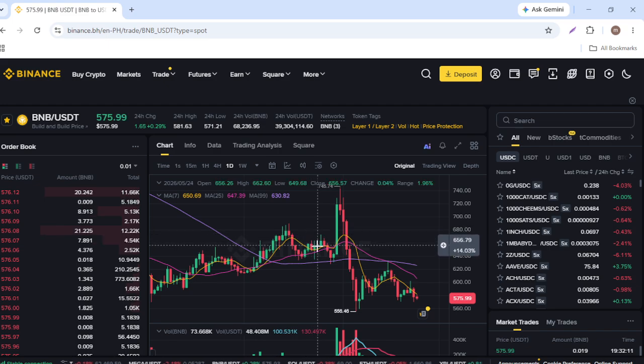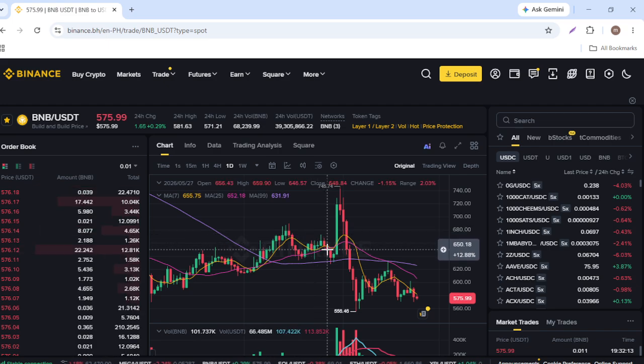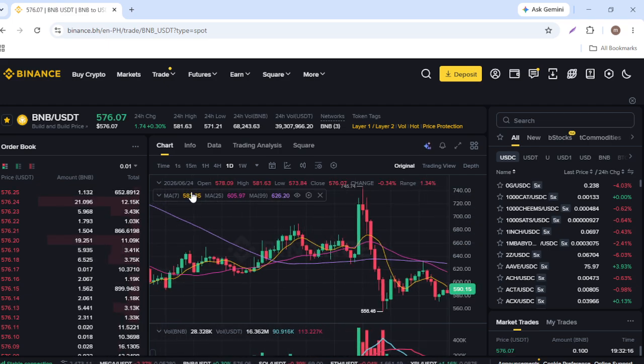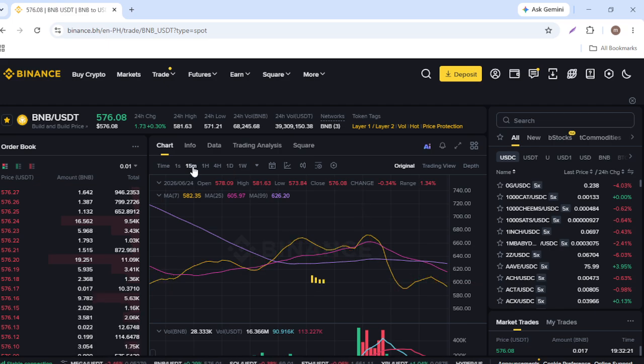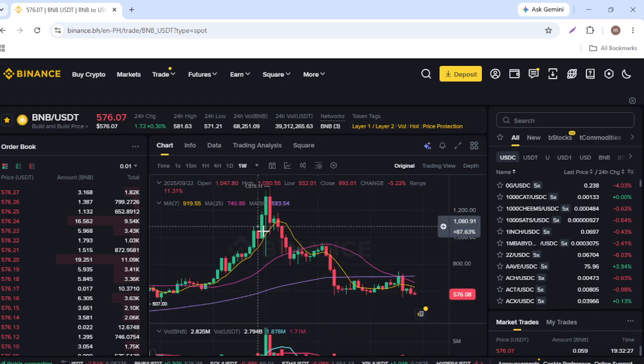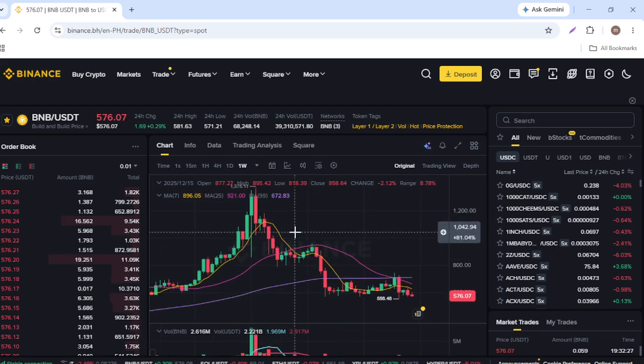The first thing to look at is the time frame. Binance lets you switch between different chart intervals, like 1 minute, 15 minutes, 1 hour, 4 hours, or 1 day. A shorter time frame shows small price movements happening quickly, while a longer time frame gives you a bigger picture of the trend.